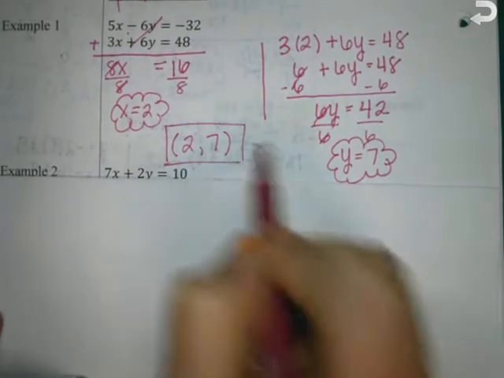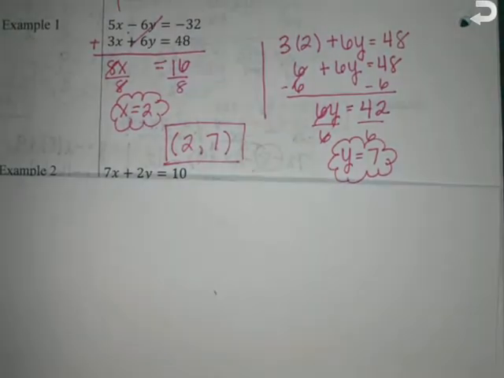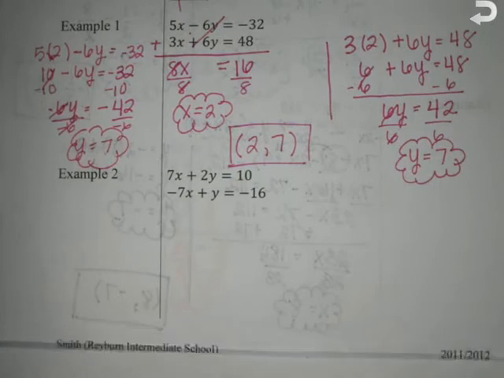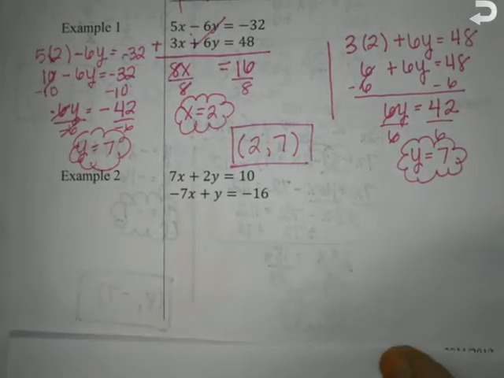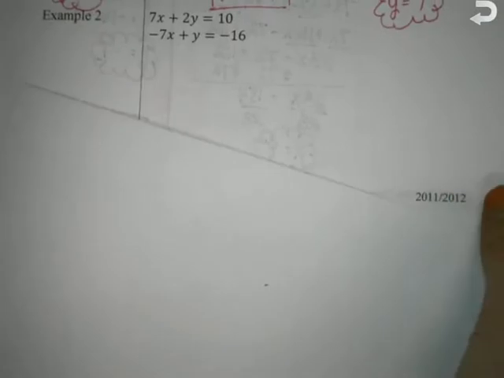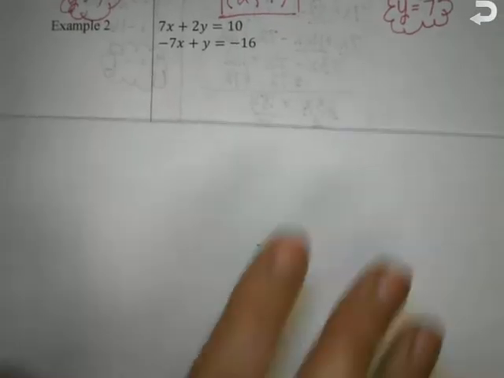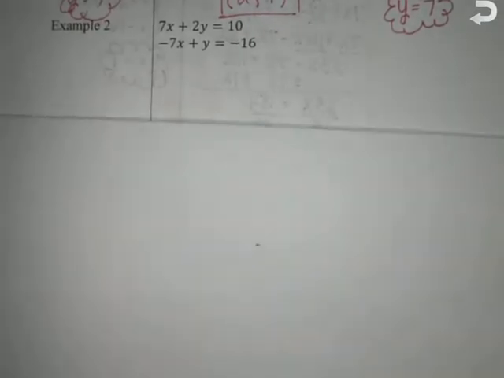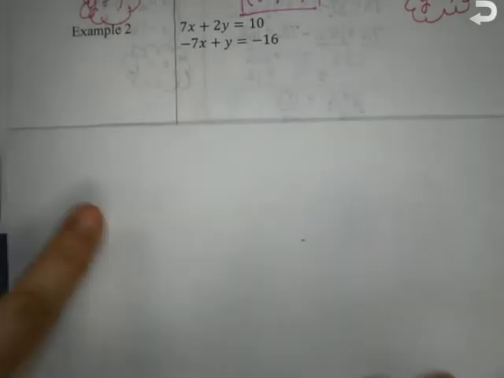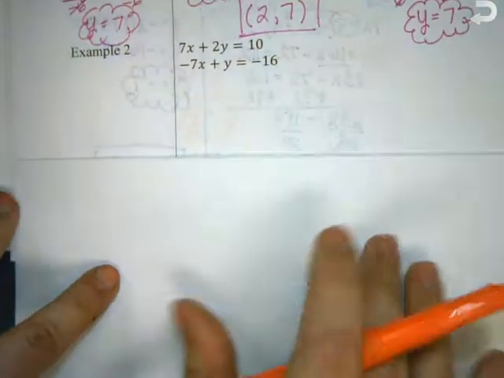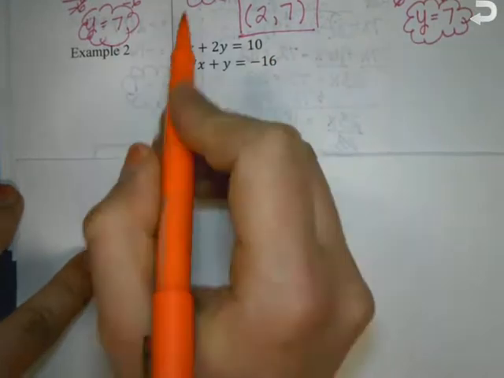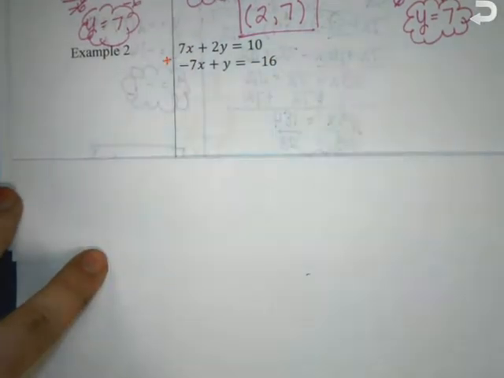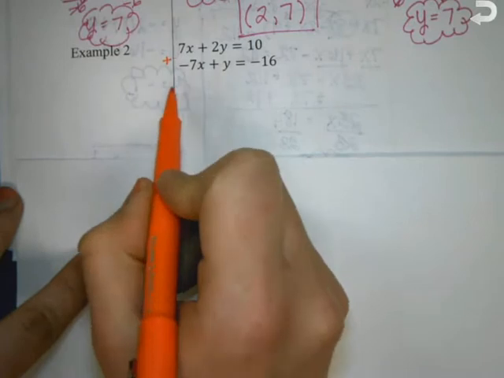Okay, so try example 2 by yourself. What variable am I going to eliminate? X's or Y's? X's. Okay, so how did you know I was going to eliminate the X's? Because they're both 7. One is positive and one is negative. So I do what to both equations, Zeke? Well, I first add them together, right? Okay.